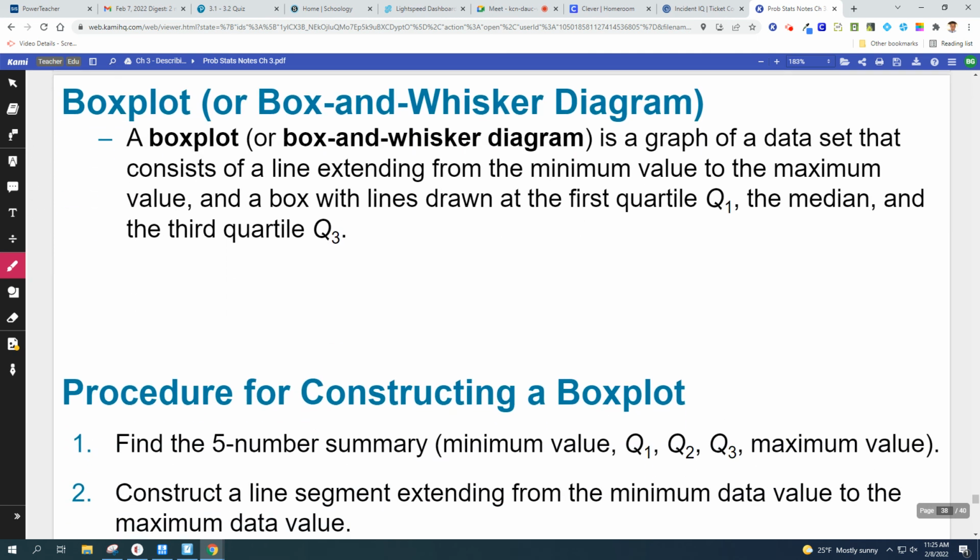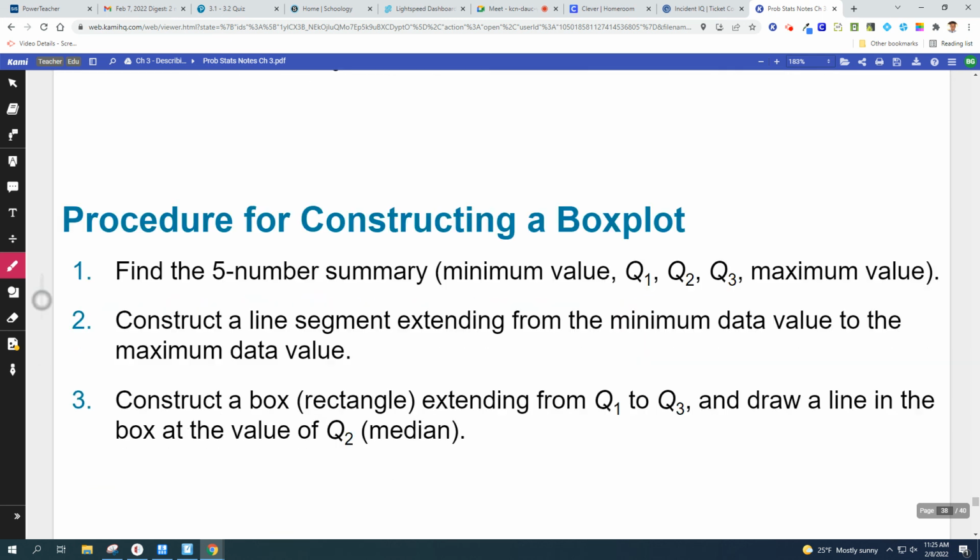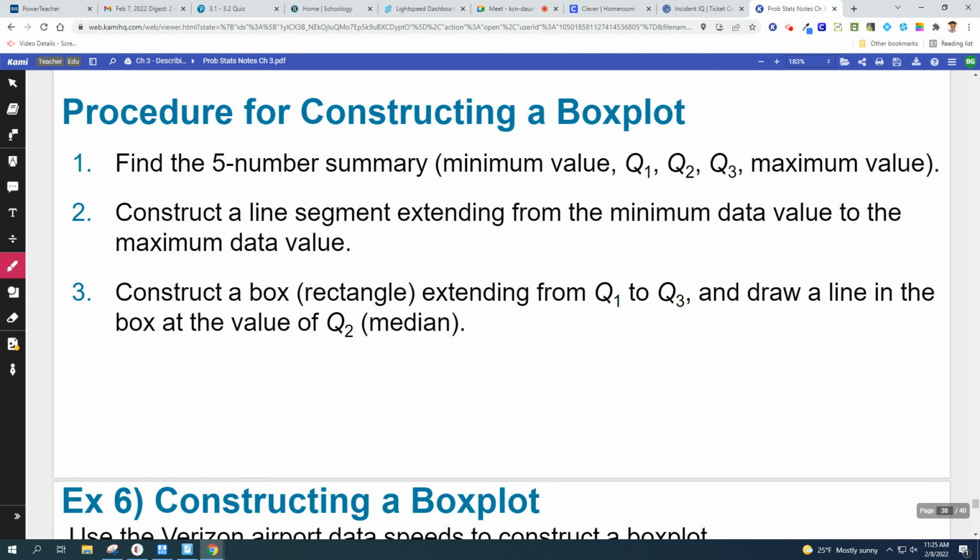A boxplot, or box and whisker diagram, is a graph of a data set that consists of a line extending from the minimum value to the maximum value and a box with lines drawn at the first quartile, the median, and the third quartile. Basically, we're talking about a picture of the 5-number summary. That's what it is. Procedure for constructing it: find the 5-number summary, construct a line segment extending from minimum data value to maximum, construct a box or rectangle extending from Q1 to Q3, and draw a line in the box at the value of Q2.